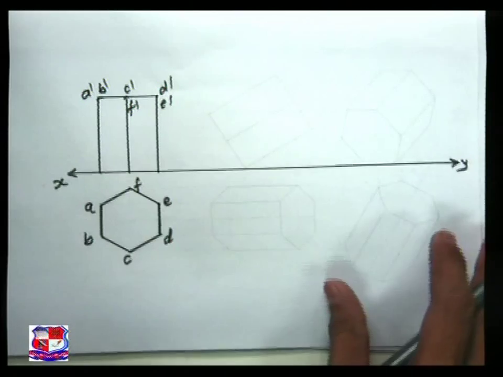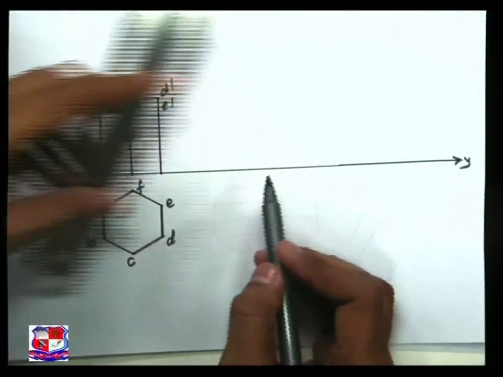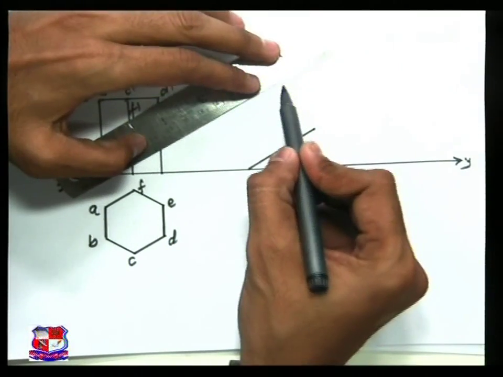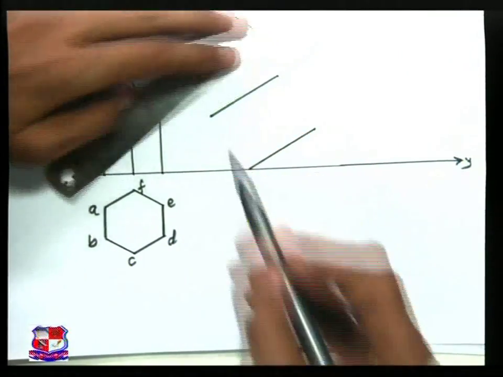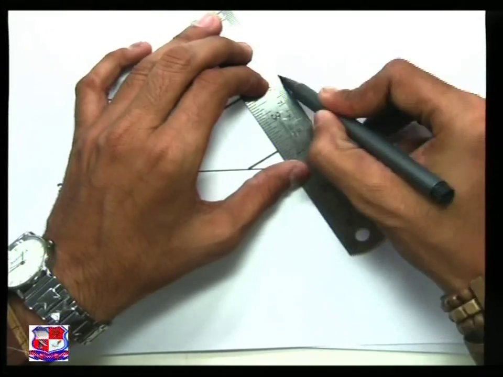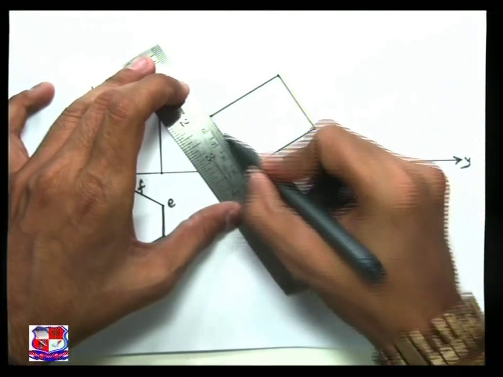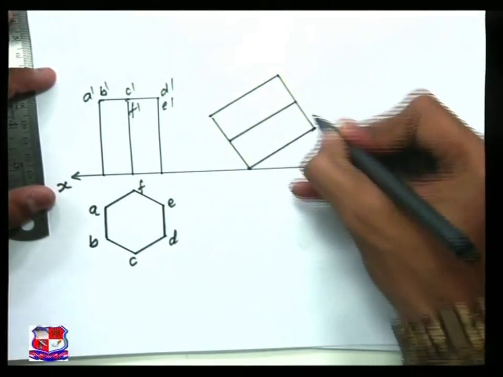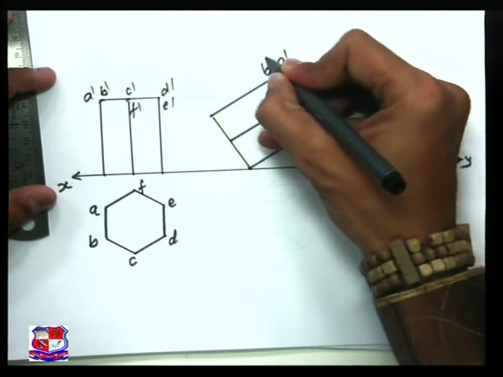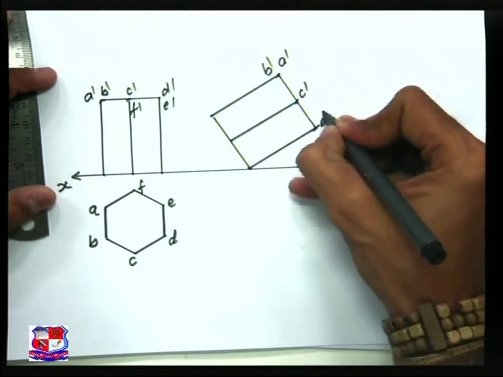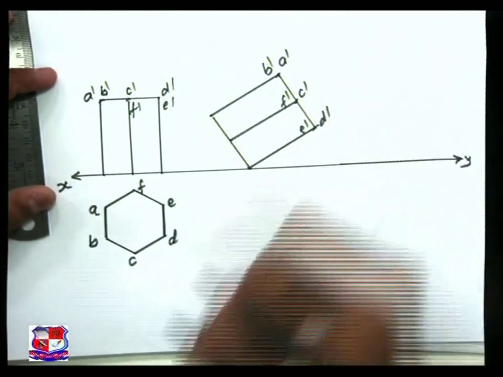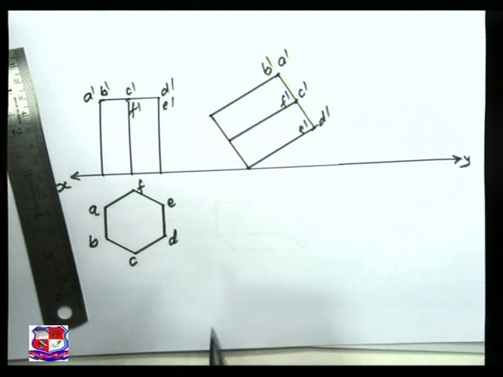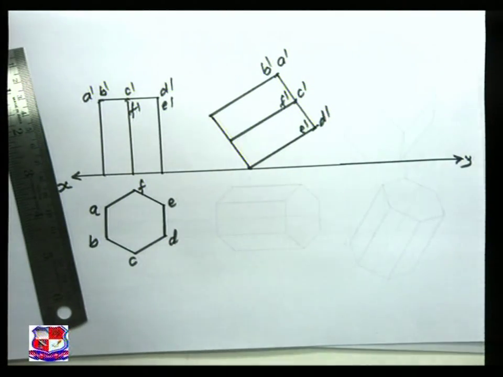So this is the first step. Now rotate this front view at an angle of 30 degree with XY line. So this would be the shape. The points name will remain same. Here is point A dash, B dash, C dash, D dash, E dash and F dash. Similarly, you can name the bottom face also with 1 dash, 2 dash, 3 dash, 4 dash and so on.